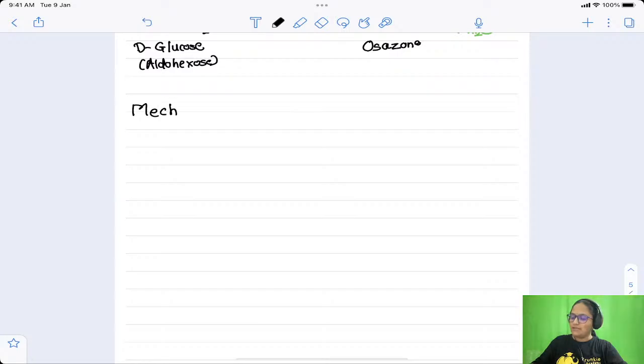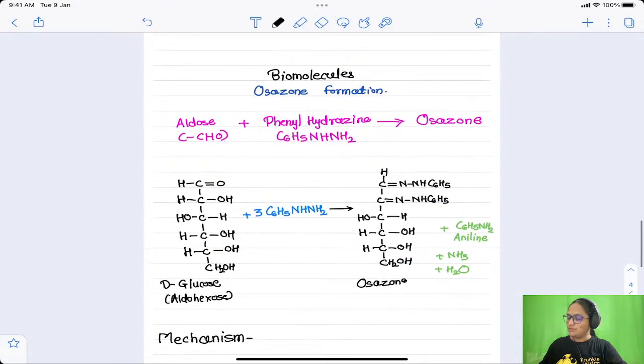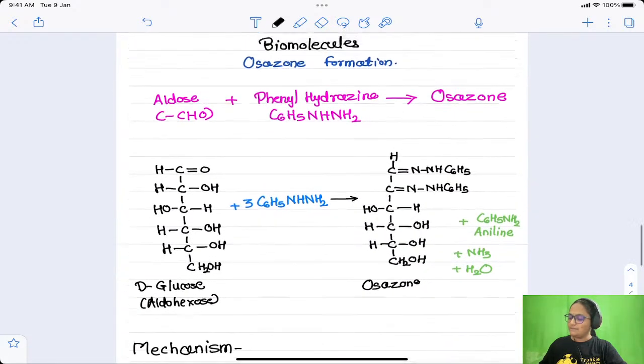Because the reaction takes place only on the first carbons. I hope you have taken a screenshot of this page before starting the mechanism.